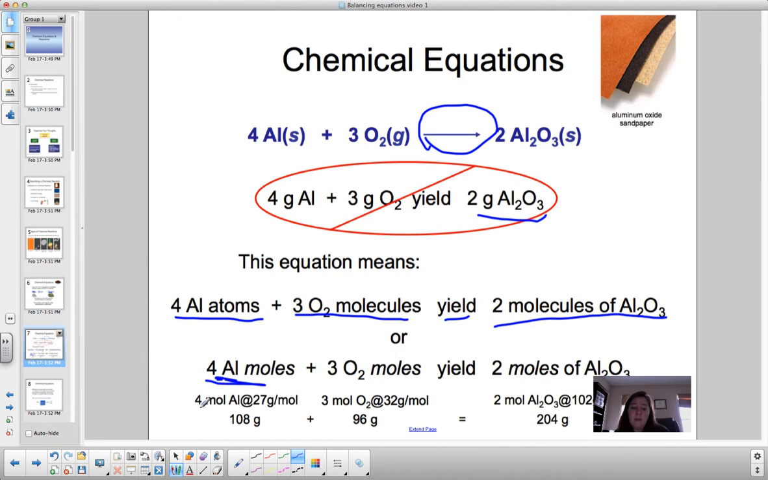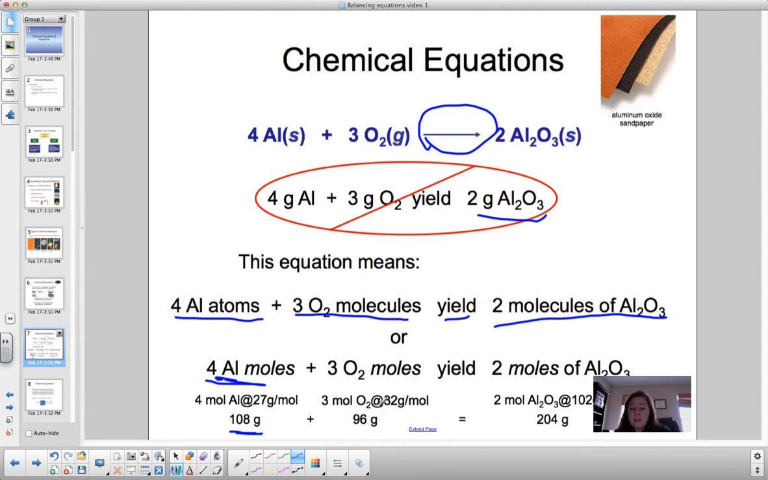Well, we can just simply multiply 4 times 27 to get 108 grams. That's how much of the aluminum we would need here for this reaction to occur. And then we would take 3 times 32 grams per mole. If you remember, oxygen, we have to double that because O2 only exists like this. That would be 32 grams per mole, and we multiply by 2. 3 times the 32 to get 96.